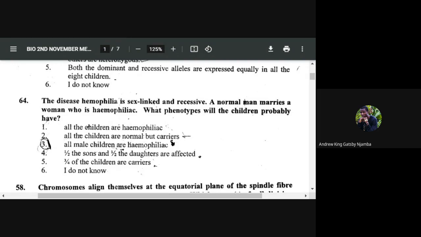Doc Sydney is going with option C? Yes, Doc, why are you going with option C?